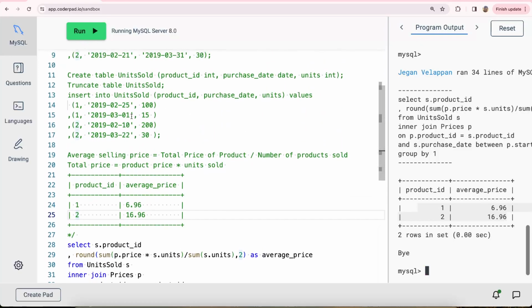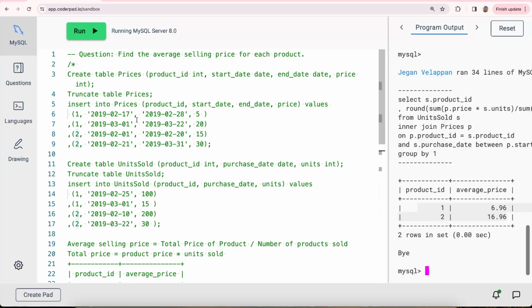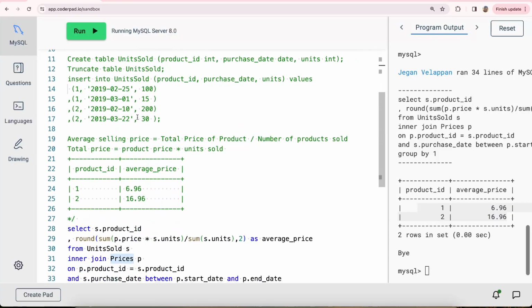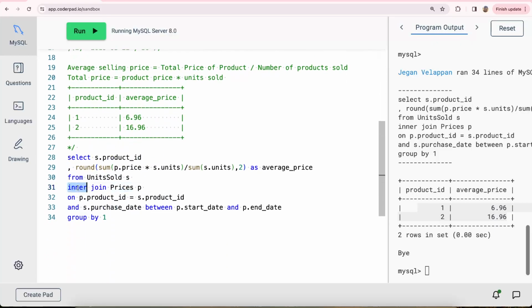It works fine. So what we did, we first check the data, the prices and the units sold, check which one is going to be the primary table. Unit sold is the transaction table, which is the primary, and the price is going to be the dimension table, which got the price. And then we use the inner join, because all the records in the unit sold should have a reference to the price table. So it's an inner join. And how will you get the price? You use the unit sold date, the purchase date, between the price start date and end date.